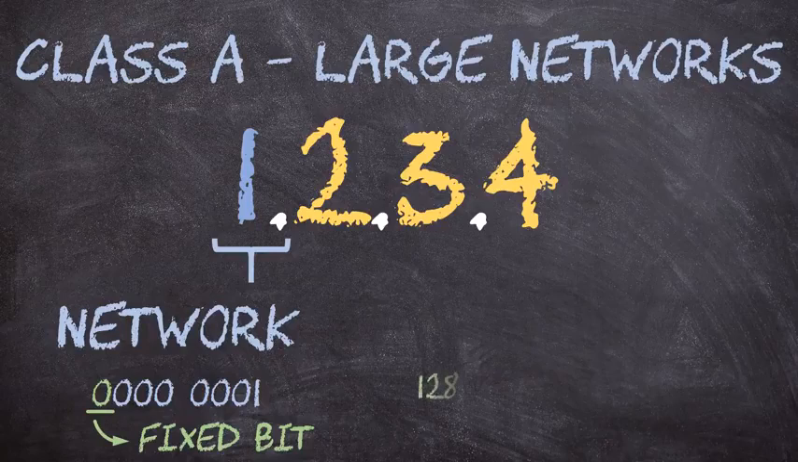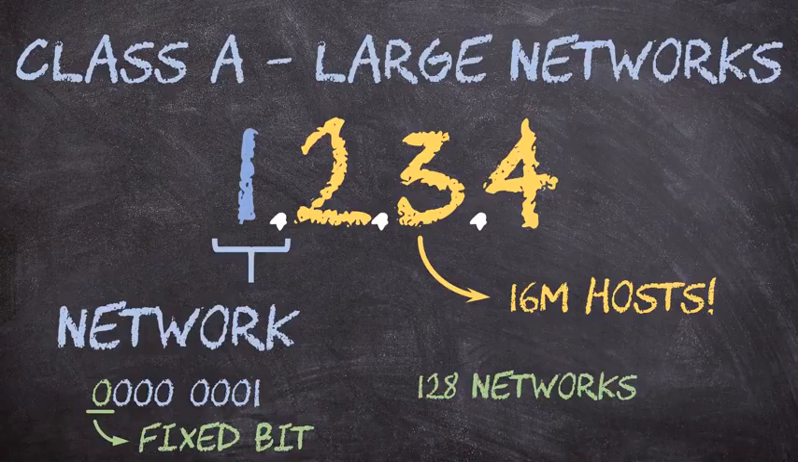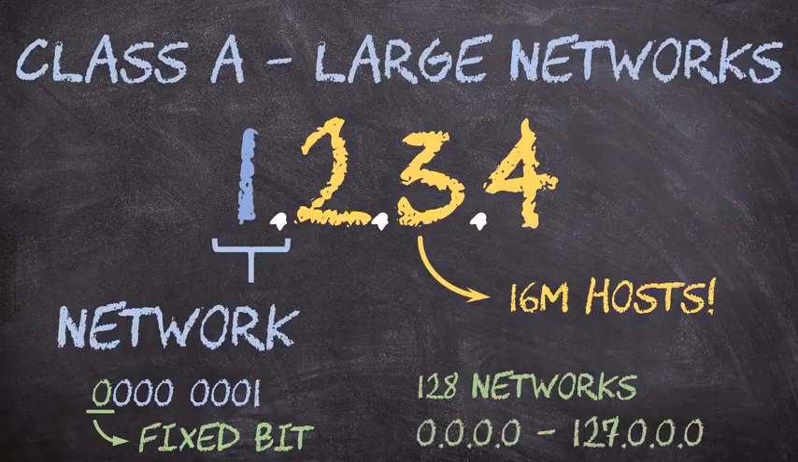That means there are 128 Class A networks, with more than 16 million possible host IPs per network. The Class A address space then is 0.0.0.0 through to 127.0.0.0. There is a small catch with this though.